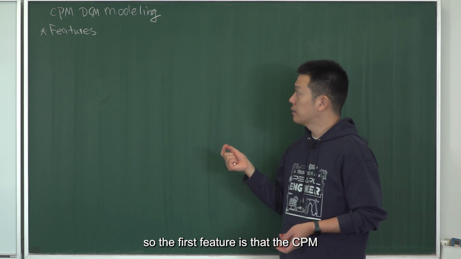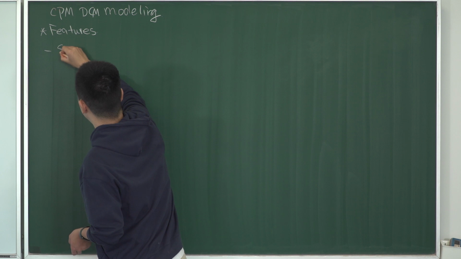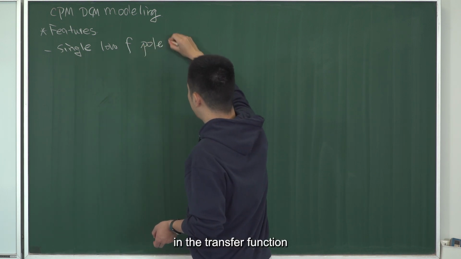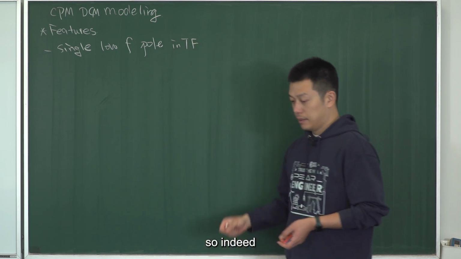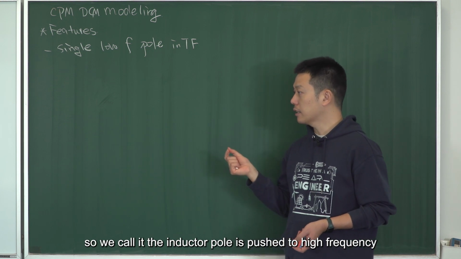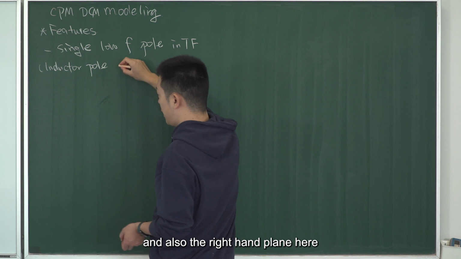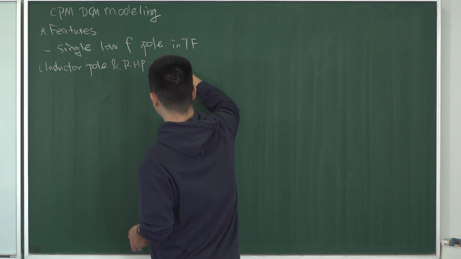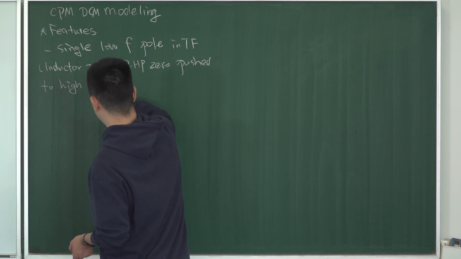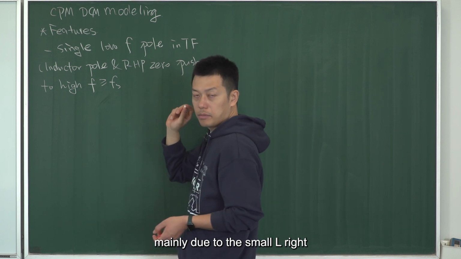So the first feature is that the CPM DCM model maintains a single pole response, right? So single low frequency pole in the transfer function. So indeed there is also a second pole, but the second pole, which mainly is induced from the inductor, so we call it the inductor pole, is pushed to high frequency. And also the right half plane 0 are both pushed to high frequency, which is even higher than the switching frequency. Mainly due to the small L, right?